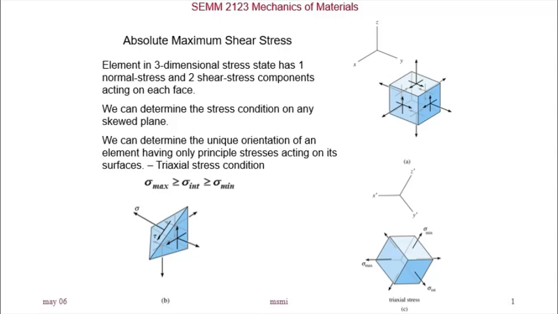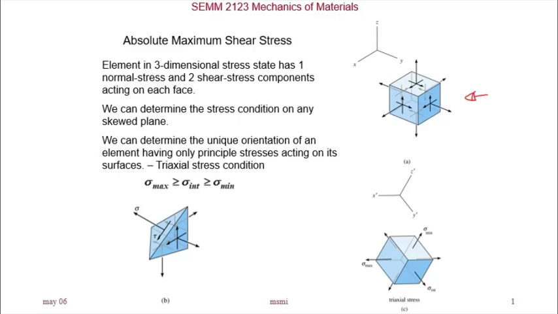Okay, now we are going to look at what is called the absolute maximum shear stress, which is the largest shear stress acting at a particular point in an object under loading. This first diagram shows a three-dimensional stress state for an element at a point.